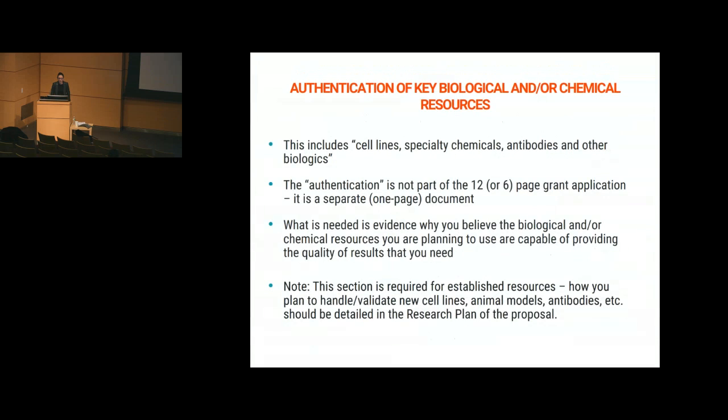Authentication of key biological and/or chemical resources. This includes cell lines, specialty chemicals, antibodies, and other biologics. The authentication is not part of the 12 or 6 page grant limit, depending on the grant application. It's a separate one-page document. You need to show evidence why you believe the biological and/or chemical resources you are planning to use are capable of providing the quality of results that you need. Note this section is required for established resources; how you plan to handle and validate new cell lines, animal models, and antibodies should be detailed in the research plan of the proposal.